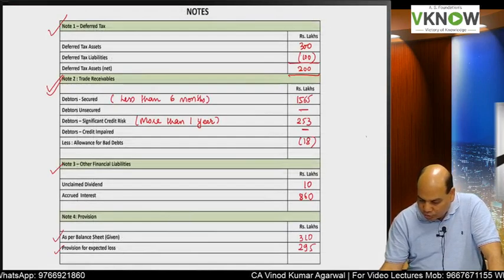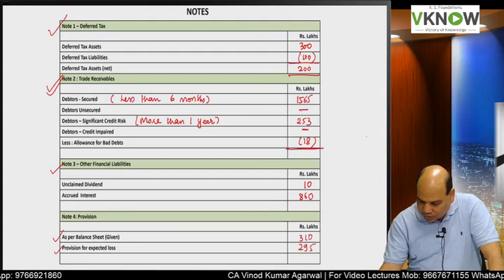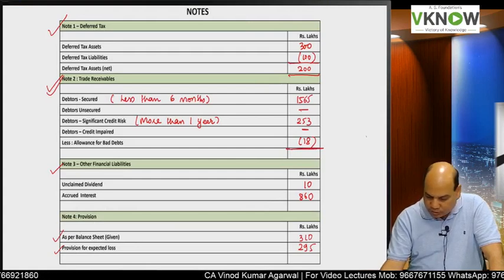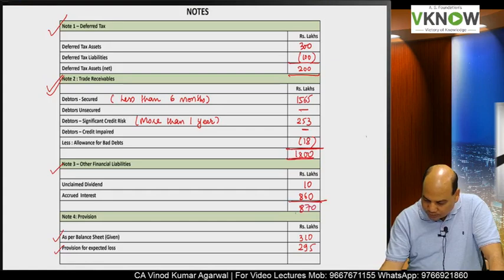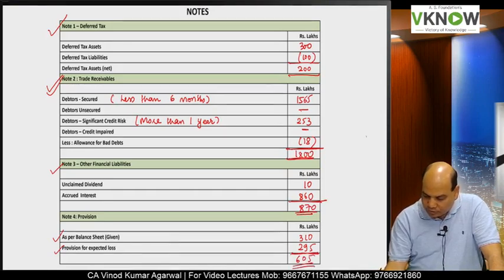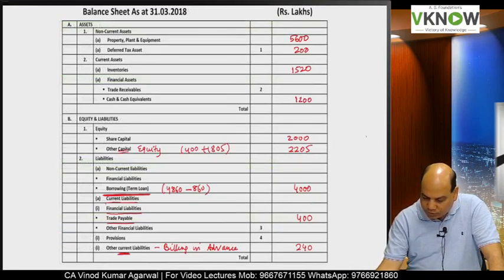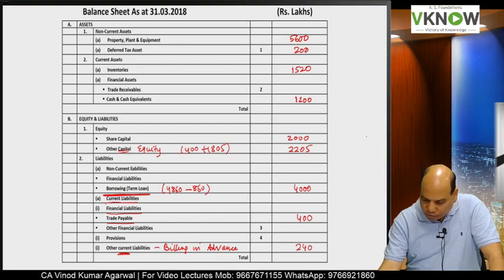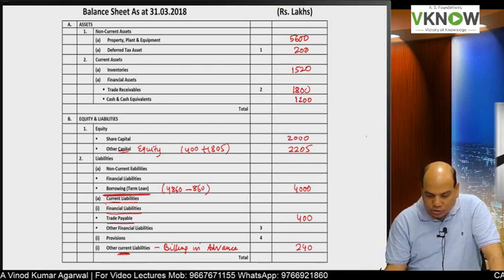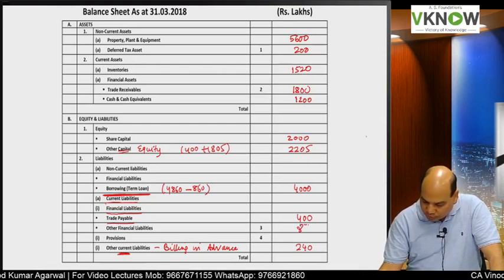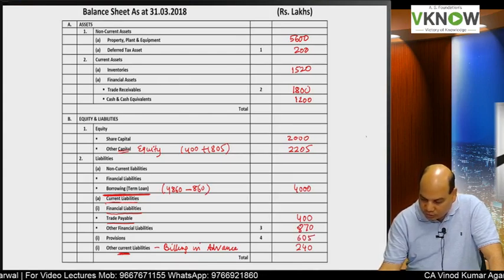Just let us see all notes we have added. This trade receivable is not added. So what is the total of trade receivable? 1800. And other financial liability total 870. Then provision total 605. So let us transfer it to balance sheet. Trade receivable 1800. Then other financial liability total was how much? 870. Provision total was how much? 605. Yes, now we are done.